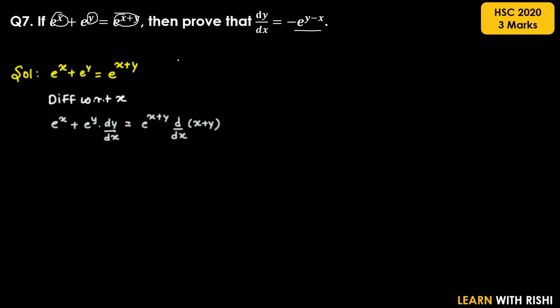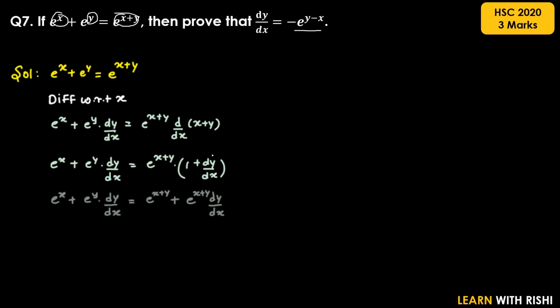So solution, differentiating with respect to x. So e raised to x will get e raised to x plus derivative of e raised to y. Now this is a composite function. So e raised to y into dy by dx is equal to, again, e raised to x plus y into derivative of x plus y. So this will be e raised to x plus e raised to y dy by dx is equal to e raised to x plus y into derivative of x plus y, which is 1 plus dy by dx.